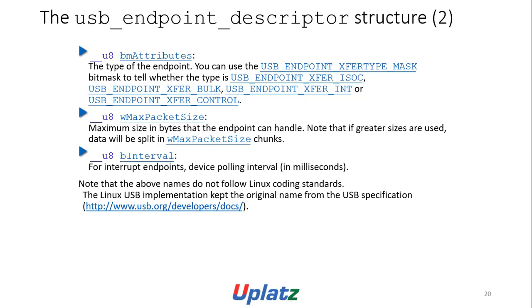__u8 bmAttributes: the type of endpoint. You can use the USB_ENDPOINT_XFERTYPE_MASK bit mask to tell whether the type is USB_ENDPOINT_XFER_ISOC, USB_ENDPOINT_XFER_BULK, USB_ENDPOINT_XFER_INT or USB_ENDPOINT_XFER_CONTROL. __le16 wMaxPacketSize: maximum size in bytes that the endpoint can handle.